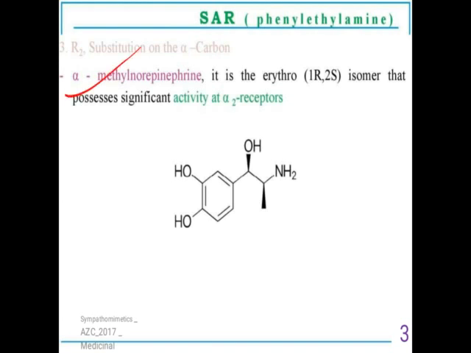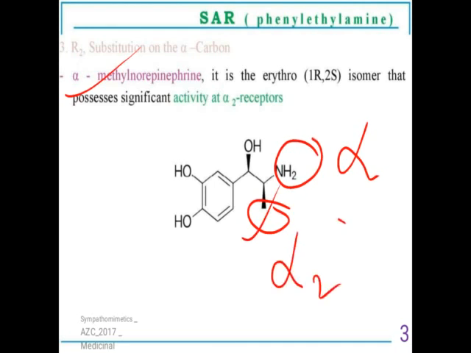Another example, alpha methyl norepinephrine. What happens here? CH3 is present, and here only hydrogen. Due to the hydrogen, it becomes alpha agonist, and due to the CH3, it becomes alpha 2. So it is selective for alpha 2 agonist activity.